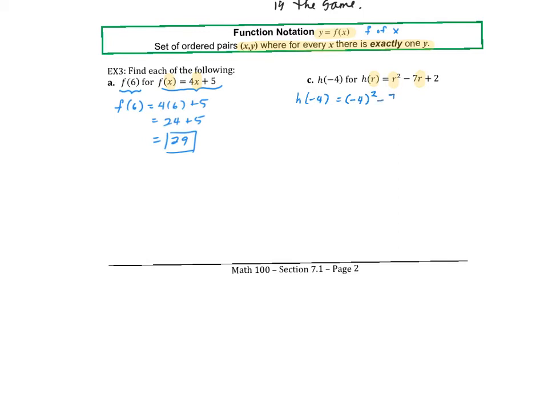So this is -7 times -4 plus 2. Positive 16, negative times negative is positive, so that's going to be a plus 28 plus 2. And then if we add all that up, it should be 46. So please be careful with your order of operations.